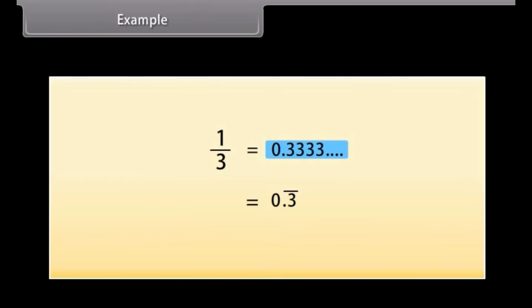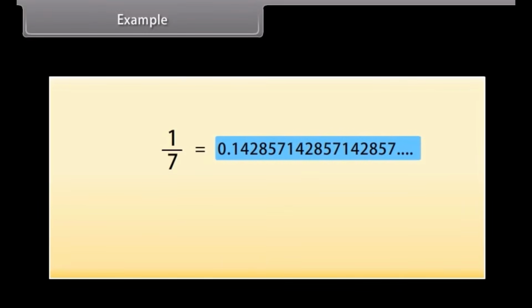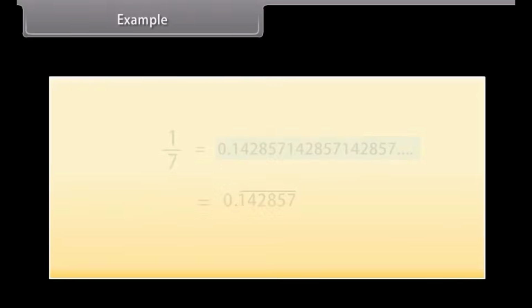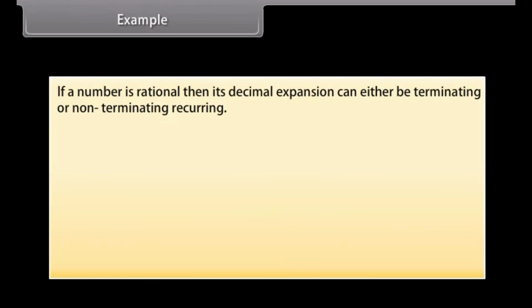Let's take another example. The decimal expansion of 1 by 7 is 0.1, 4, 2, 8, 5, 7, 1, 4, 2, 8, 5, 7, and so on. Here 1, 4, 2, 8, 5, 7 is repeating. So we can write it as 0.142857 bar. Hence, if a number is rational, then its decimal expansion can either be terminating or non-terminating recurring.